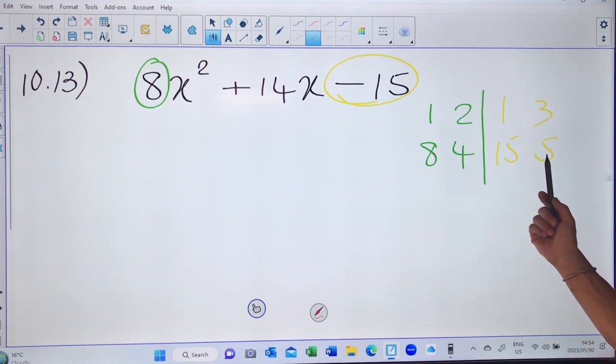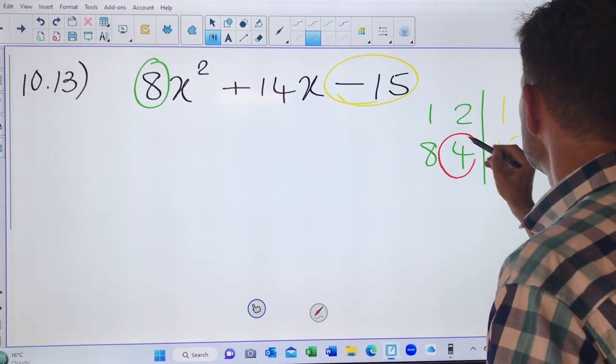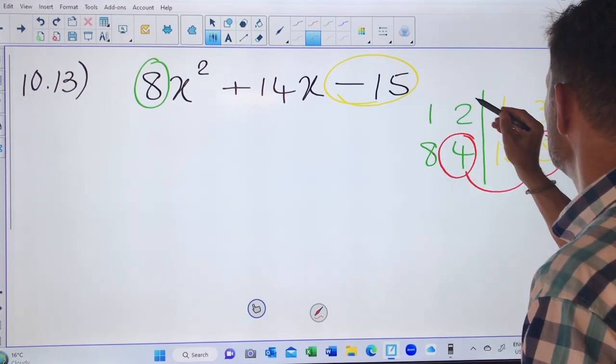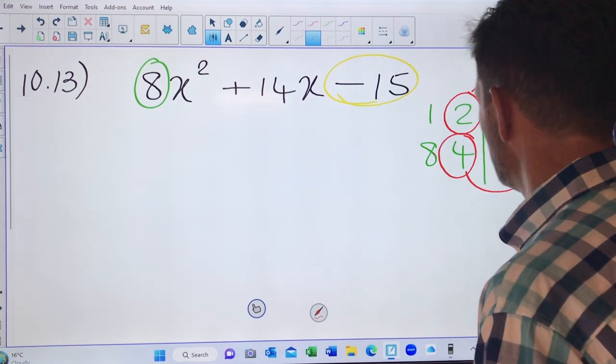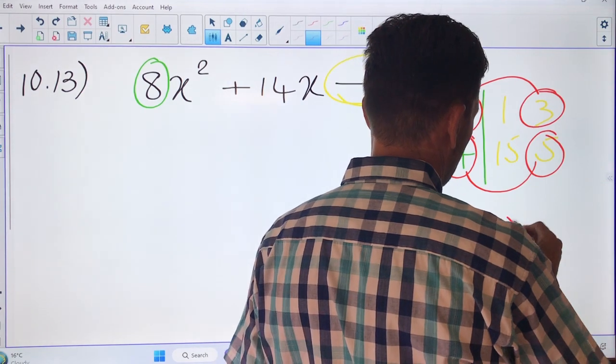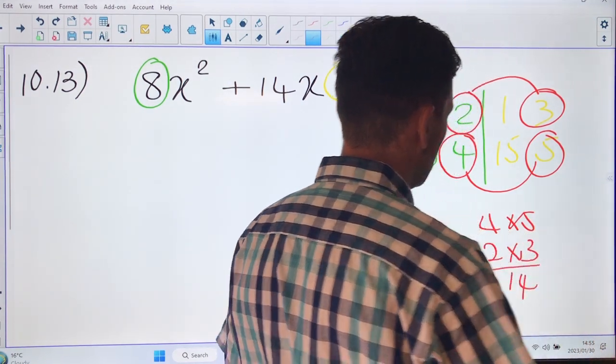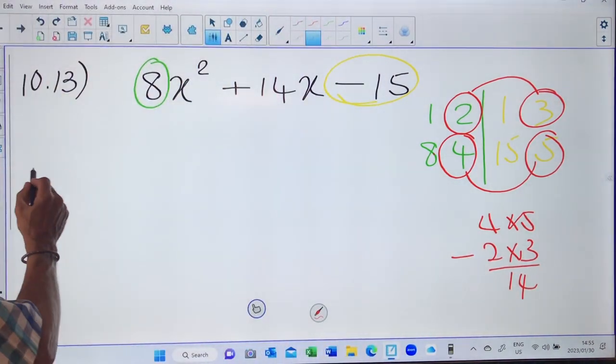4 times 5 is 20. 2 times 3 is 6. The difference between 20 and 6 is 14. So multiplying the 4 to the 5 will give me 20. Multiplying the 2 to the 3 will give me 6. The difference between 20 and 6 will give me 14, and this is what I'm looking for.